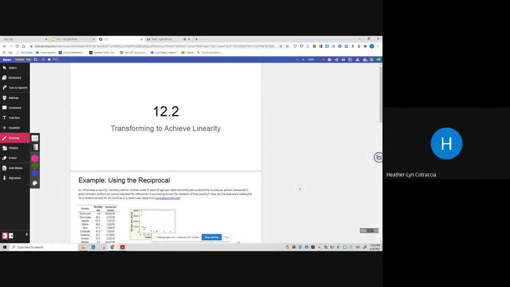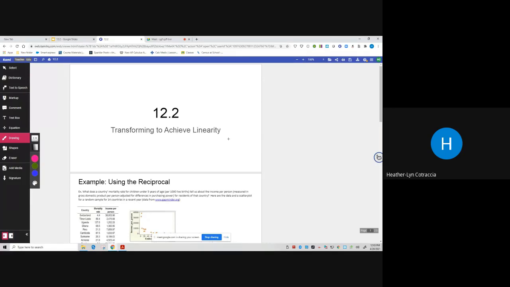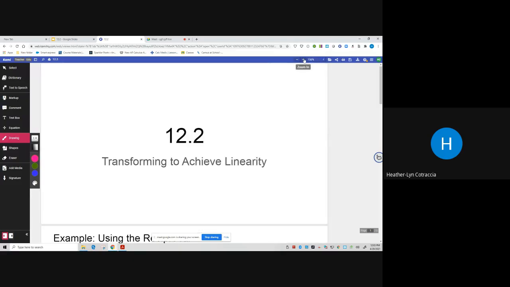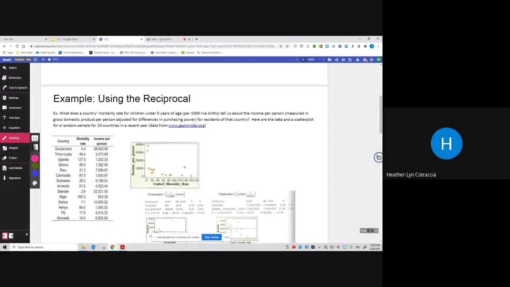So 12.2 is the last unit that we have to talk about. Basically we have to talk about this because I've said it multiple times, we really don't deal with nonlinear data. So I'm back to scatter plots. I'm talking about bivariate sets of data where we talk about strength, outliers, form, and direction. And we really, really only talk about linear sets of data. So what happens when I have something that's not linear?